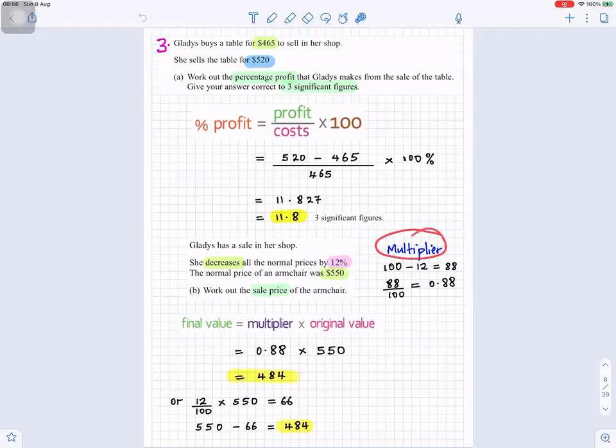Work out the multiplier. 100 minus 12 is 88. 88 divided by 100 gives you 0.88. So using this formula, final value is equal to multiplier times original value. The multiplier 0.88 times the original value 550 gives you 484. Or you can do 12 divided by 100 times 550, which gives you 66, and 550 minus 66 gives you 484. That's another way to do it.